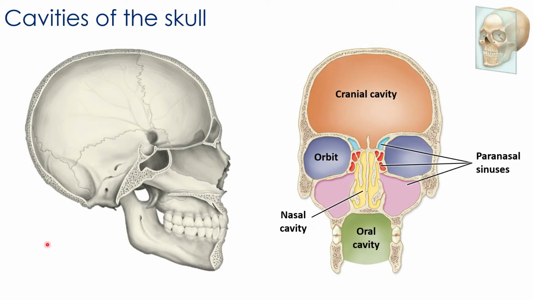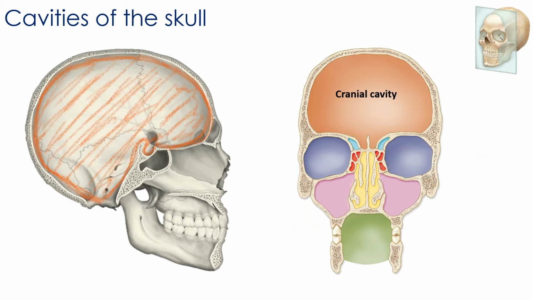On the interior, the skull is divided into several different cavities. There is the cranial cavity that encloses, protects, and supports the brain. And then the skull also has several smaller cavities. The orbits are basically the eye sockets, the oral cavity or the mouth, the nasal cavity, and then also the paranasal sinuses. We're going to begin by talking about the cranial cavity.